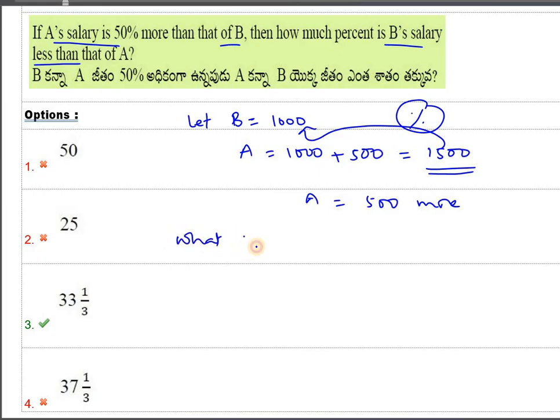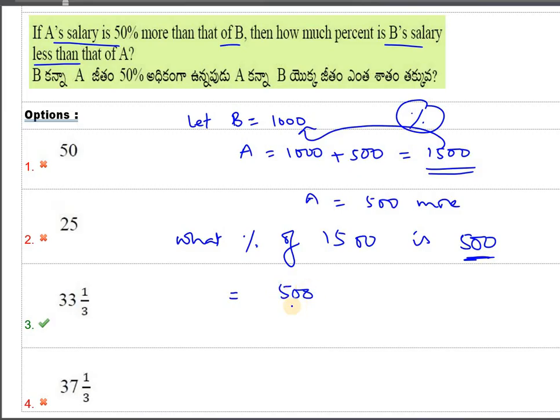What percent of 1500 is 500? This we have to find. That means 500 is what percentage of 1500? For example, 50% of 1500 is what? 750. 10% how much? 150. So for 500 we have to do some calculation. So how will we calculate this one?